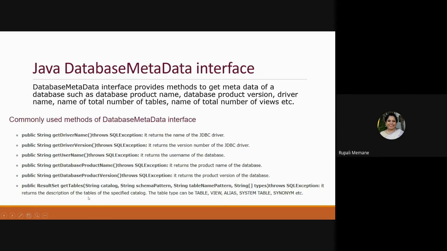It is going to return the description of the table with the specified catalog and pattern: how many tables are there, what views have been created, how many aliases are there, what the system tables are, synonyms, or anything regarding it. So all the details regarding your database will be returned. Because there are n number of entries, it returns n number of entries, so my return type is a ResultSet. Clear with this? So these are six methods which we have on the Java DatabaseMetaData.